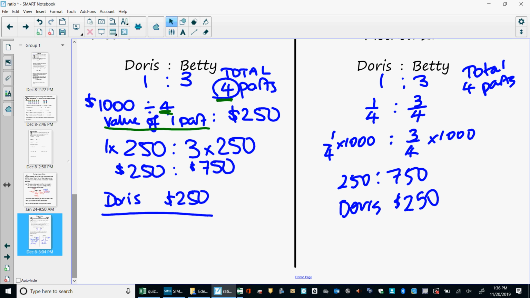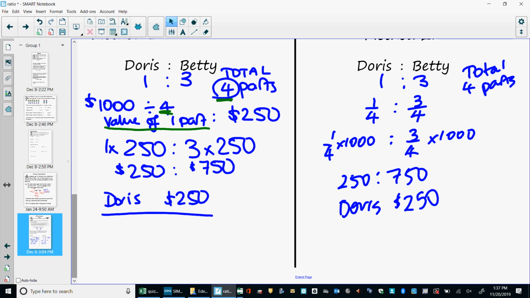So as Erin said, if it had been a 3 to 3, because that's just half, if it had been a 3 to 7, we would have had a total of 10 parts, and we would have divided the amount by 10, and then multiplied that by 3 and 7. If we'd had 3 and 7, we would have had 3/10 and 7/10 here, okay?